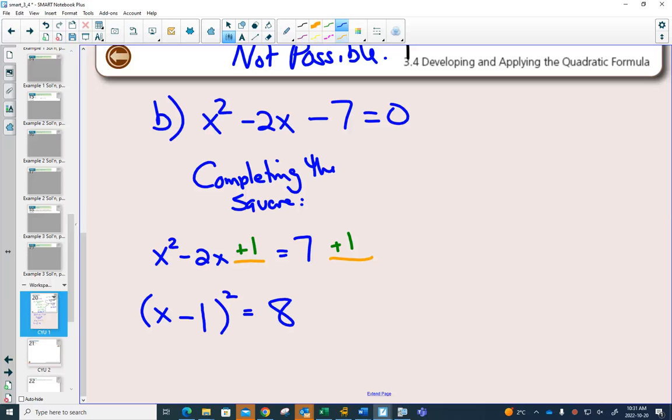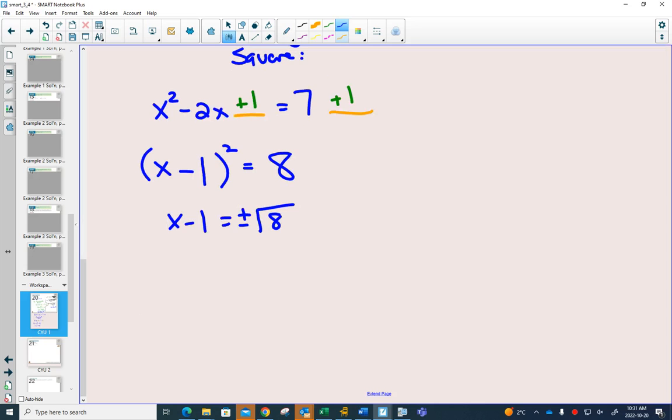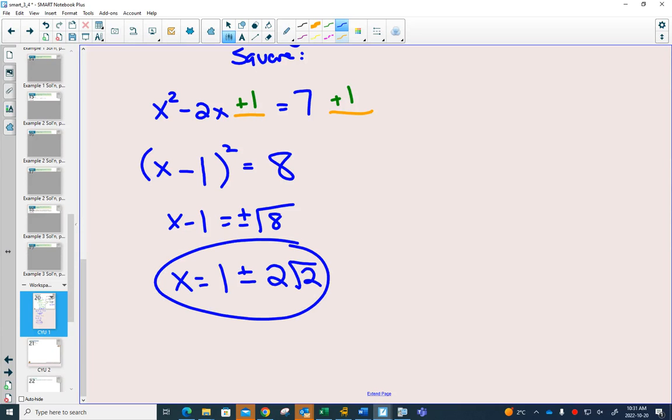So I wanted to do this example because when we square root both sides, don't forget our plus or minus, it works out. Works out nicely because it's not a negative number in our square root. How would I get x by itself? I would have to move the 1 over to the other side, so I'm going to add 1 to both sides, plus or minus, and the square root of 8 can be simplified because it's part of our root 2 family. It's going to be 2 root 2. That's completing the square.